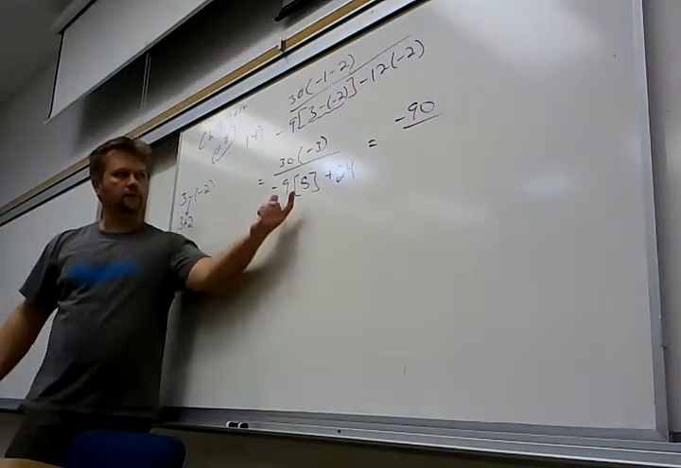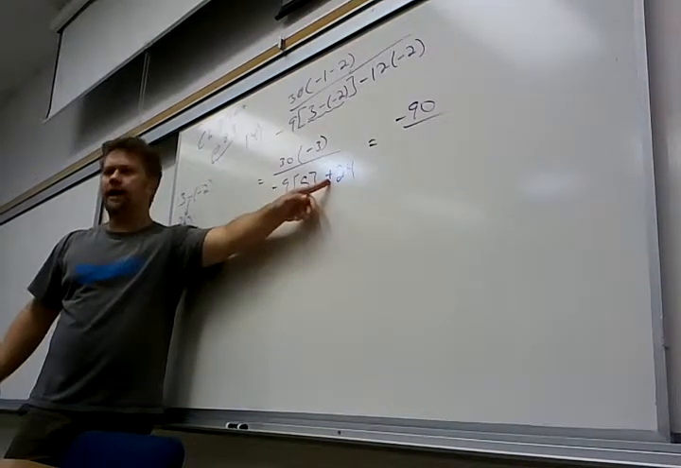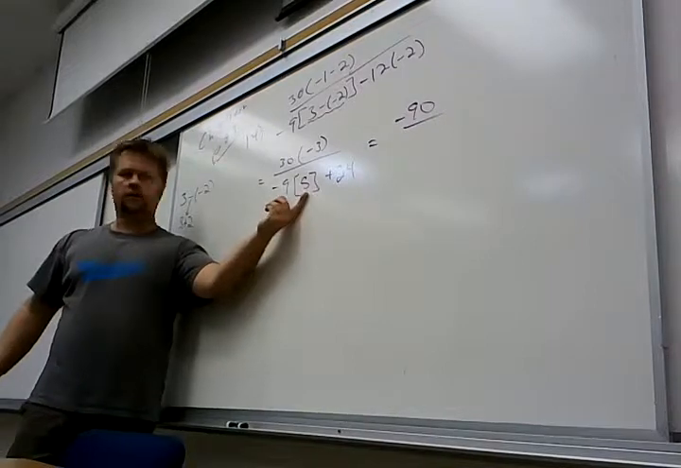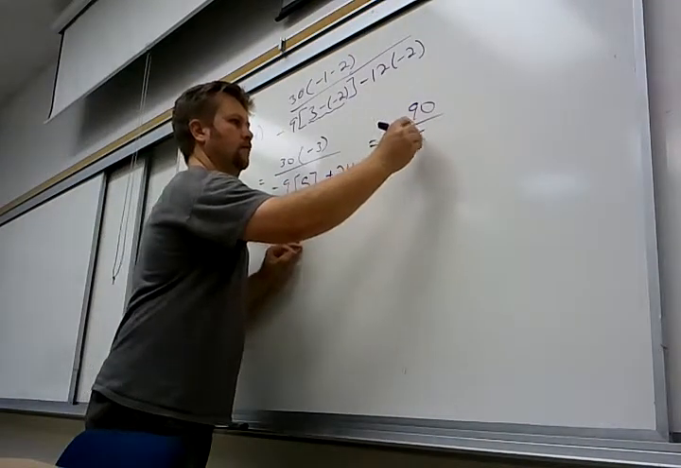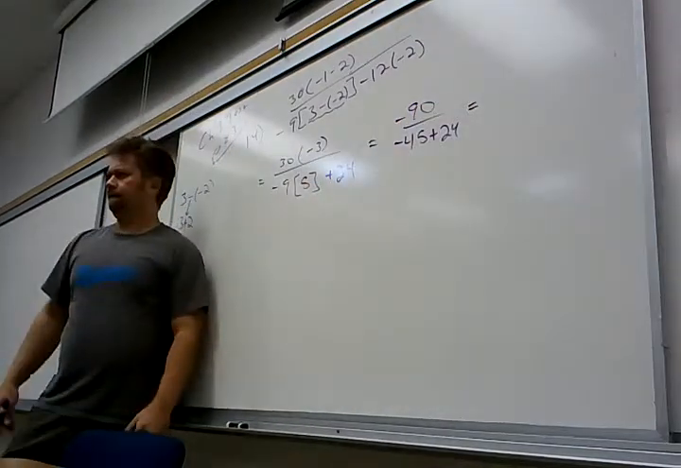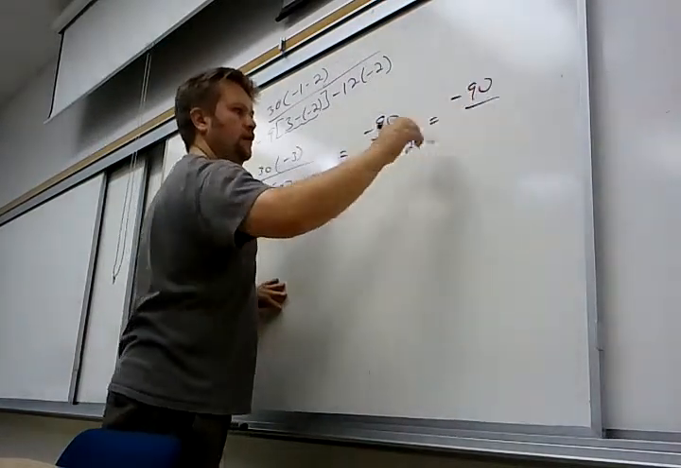On the bottom, what do you do last on the bottom? You add last. So multiply before addition. So that's negative 45 plus 24. Just negative 21. The top is negative 90, so negative 90 over negative 21.